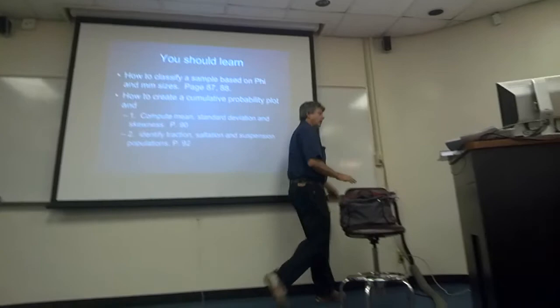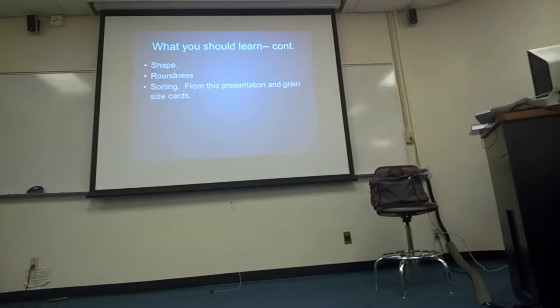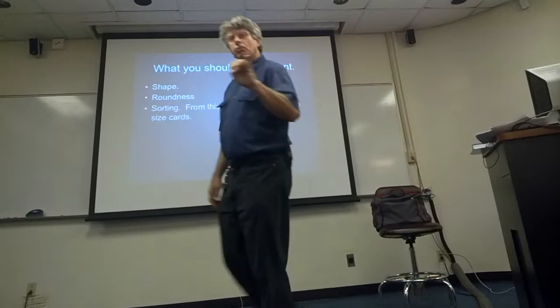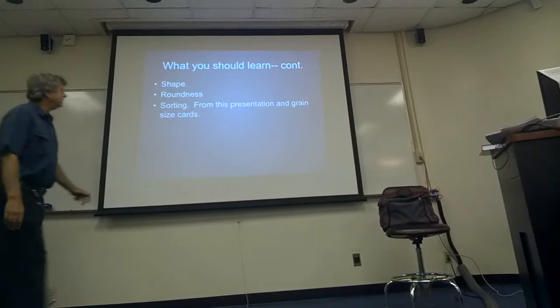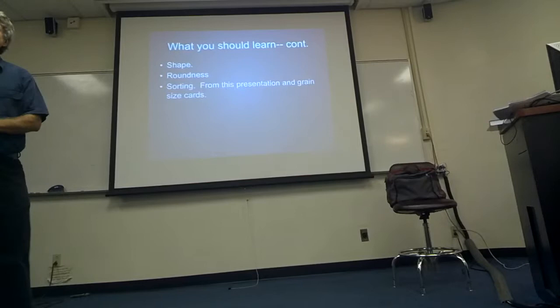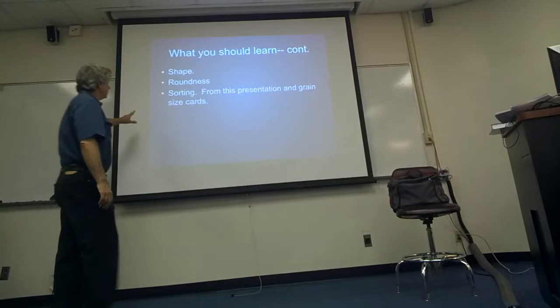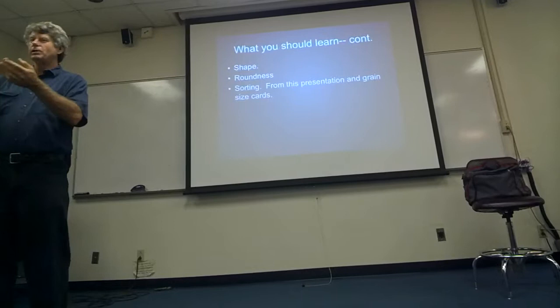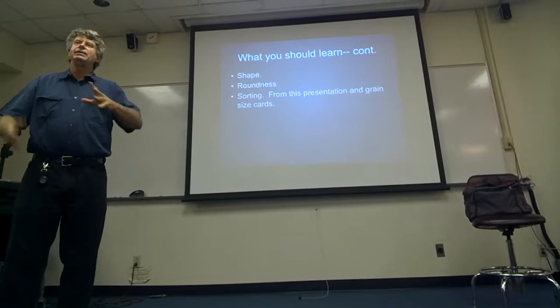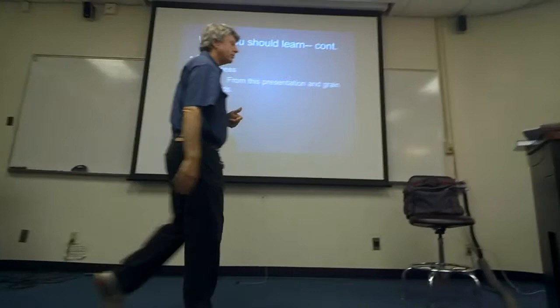There's more. I also want you to be able to describe the shape of a class, the sphericity: prolate, oblate, spherical, and then roundness, which is a different thing: angular, rounded, and then determine the sorting. Is something well sorted, poorly sorted? And hopefully by the end of Friday you will be able to put this together into a coherent description of either a sediment or a sedimentary rock. It's a well-sorted, fine-grained, well-rounded quartz sandstone. That tells people what the characteristics of that rock are. Any questions?